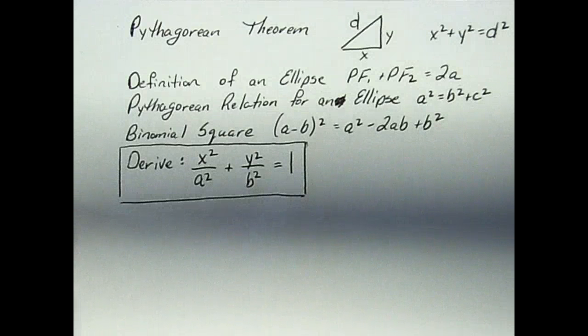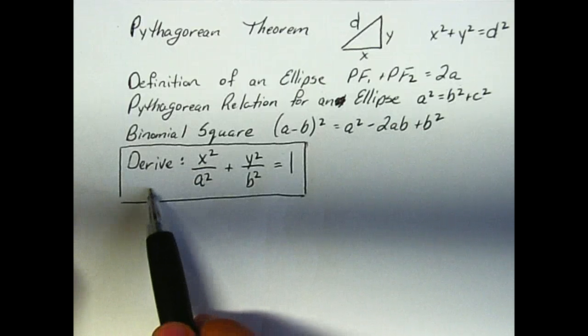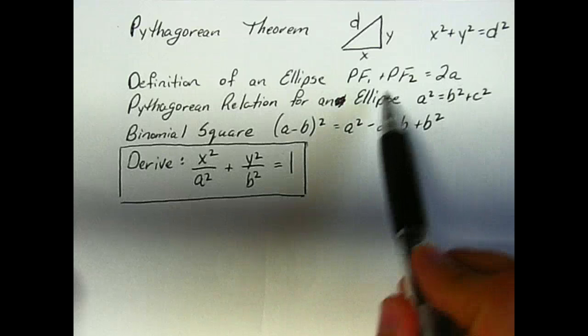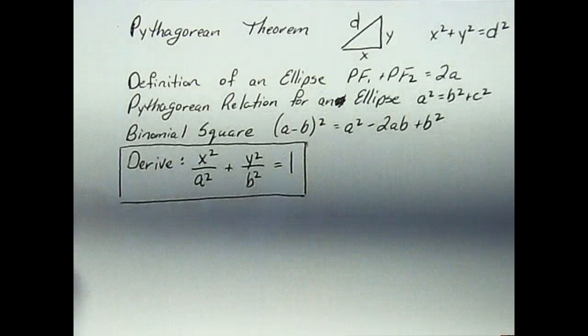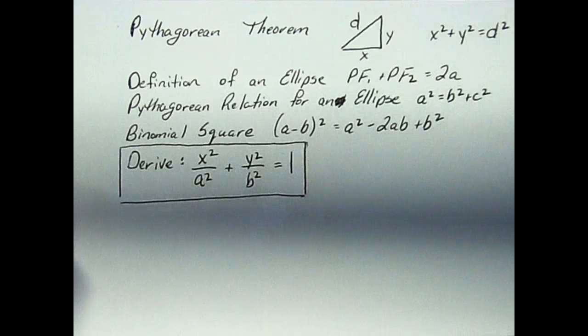Okay, kids, something a little fun here. What we're going to try and do is derive the formula for an ellipse from its definition. And we've got a couple of little ideas in our toolkit here that we're going to use to do that. So we're going to use the Pythagorean theorem to deal with distance, the Pythagorean relation for an ellipse that we talked about this morning, and the binomial square rule there.